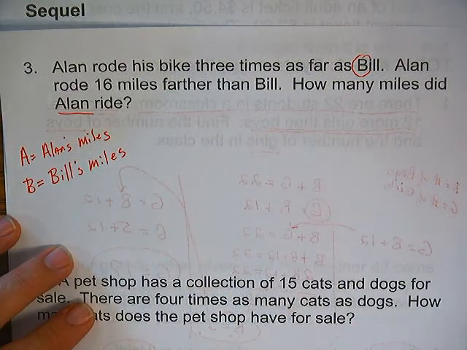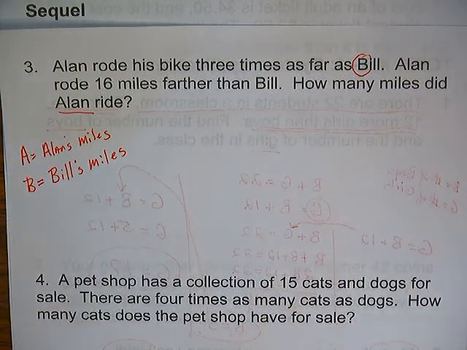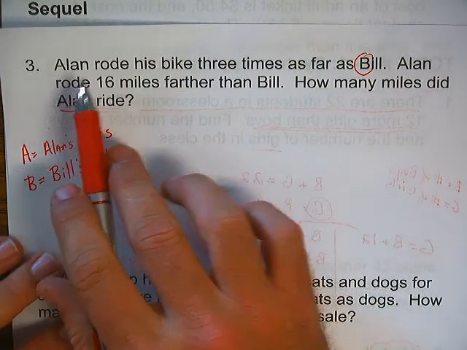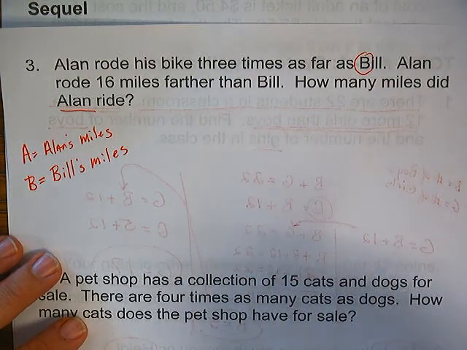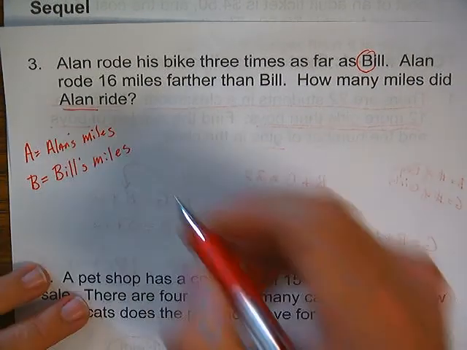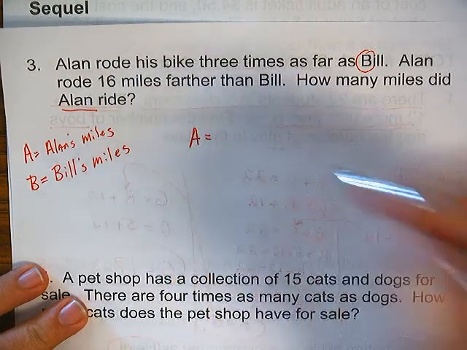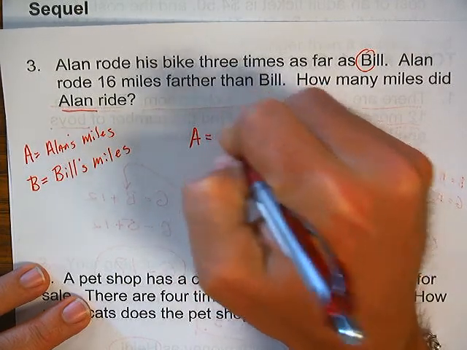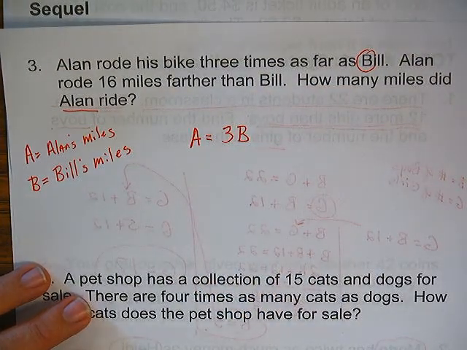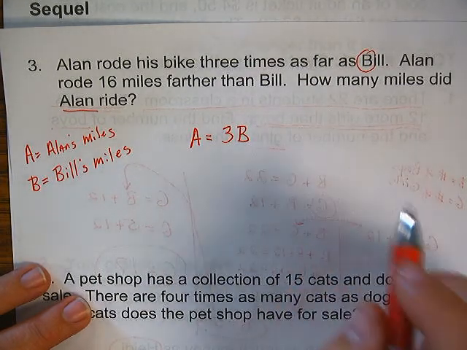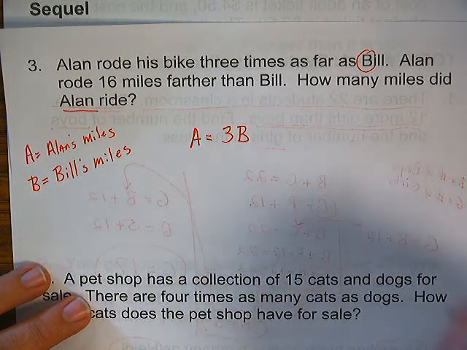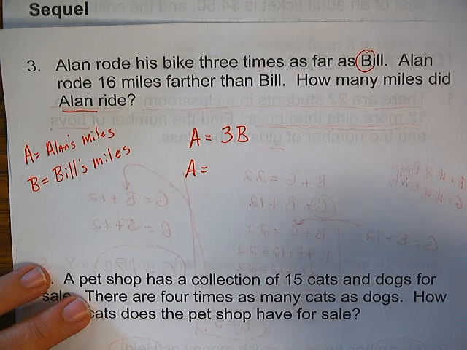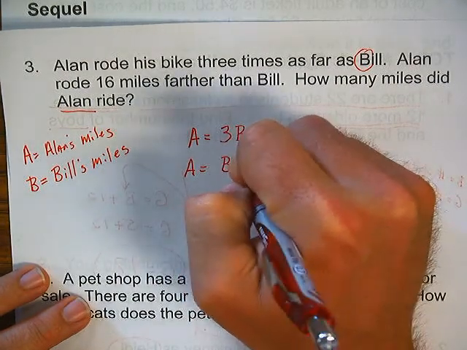Now, each equation will have an A and a B. So using that A and a B, how would I write Alan rode his bike 3 times as far as Bill? Who went further? Alan. So A equals, how would I say 3 times as far as Bill? 3B. That's 3 times Bill. Next sentence. Alan rode 16 miles further than Bill. So once again, Alan went further. Alan equals 16 more than Bill. So Bill plus 16.